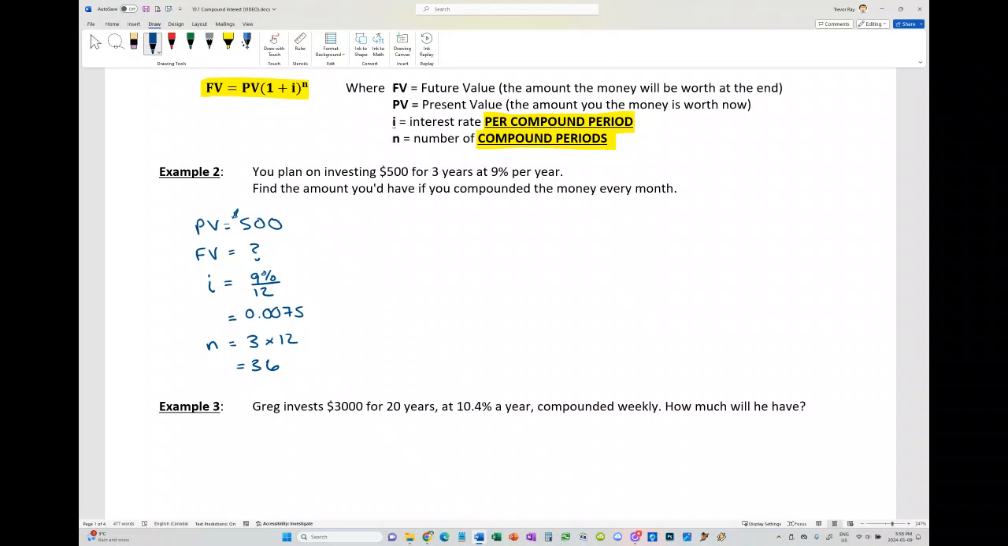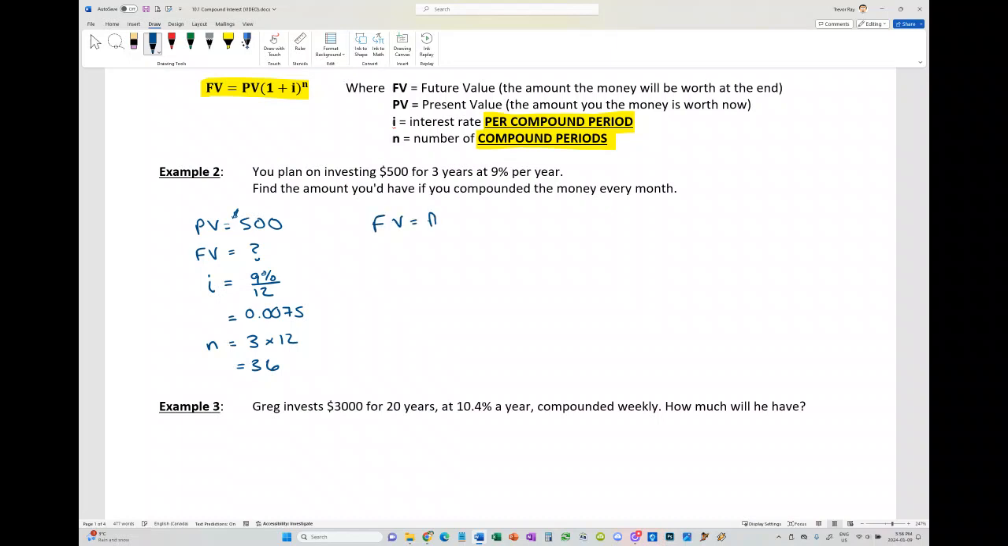So if you think of the starting point for I and N as the interest rate per year and the number of years, and then you either divide for the I or multiply the N by the number of times you compound in any single year. So every month for 3 years is 36 months. And if our interest rate is 9% for the entire year, it's only going to be 0.75% per month, or 0.0075. And then from there, we just punch it into our equation.